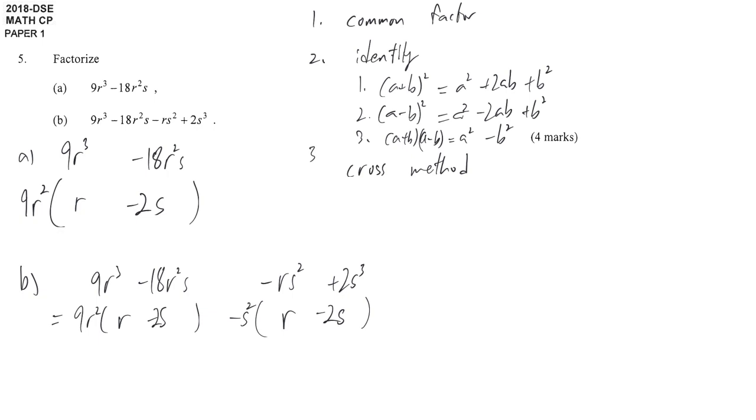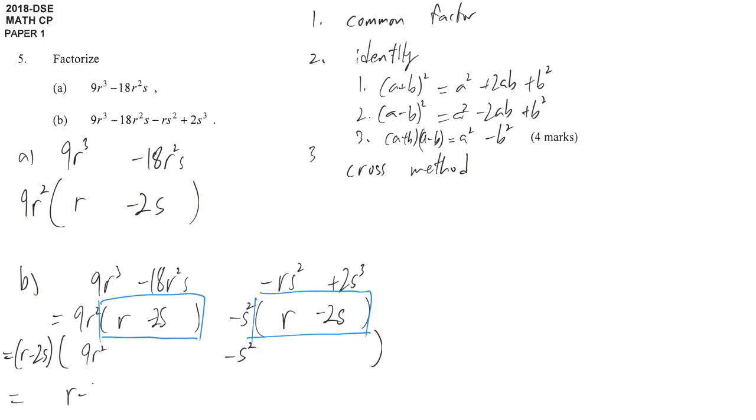So you realize that what we calculate, left hand side we have this bracket, right hand side we also have this bracket. We should extract this bracket. And then whenever we extract it, we extract the whole thing and put it in left hand side. And then we reserve some space to write down what is left. The first term, taken out this blue bracket, so 9R squared is left. The second term, take out this bracket, so negative S squared is left. Tidy up again, R minus 2S times 9R squared minus S squared.